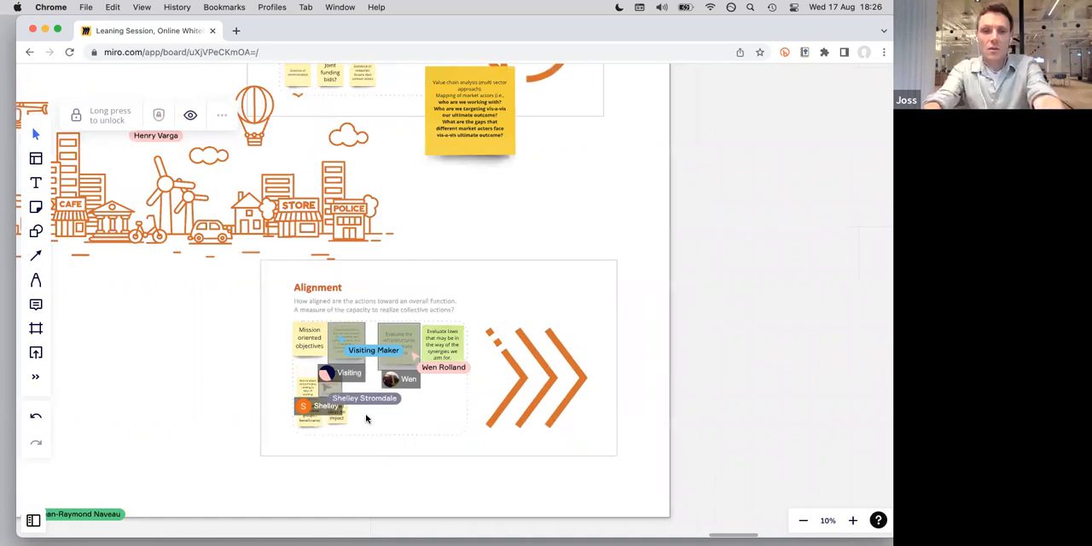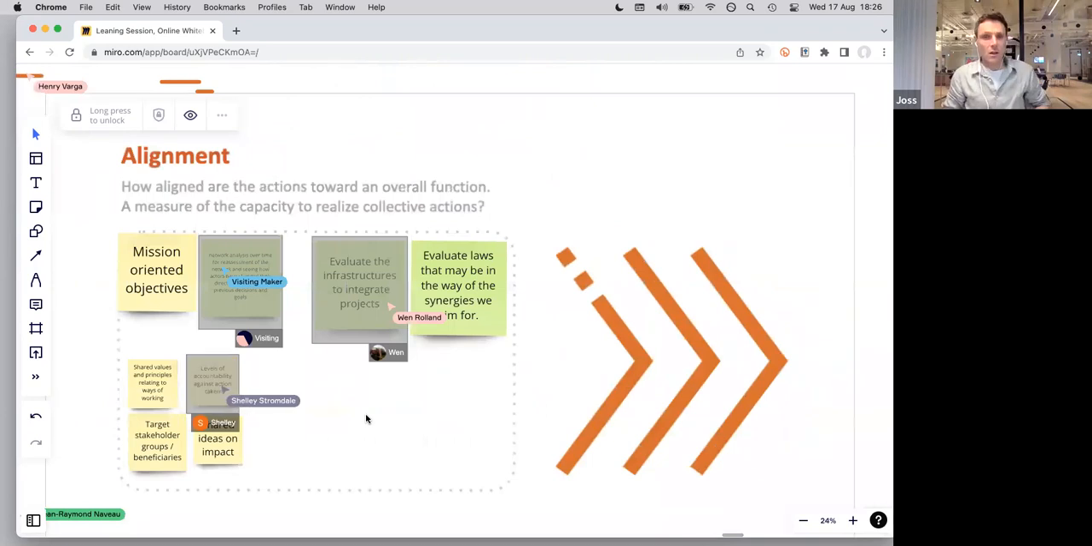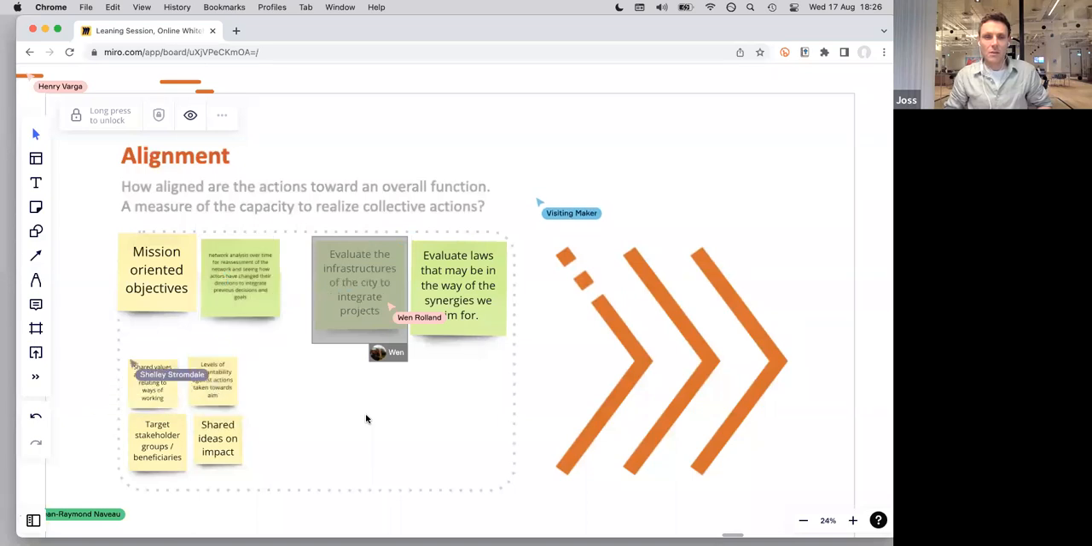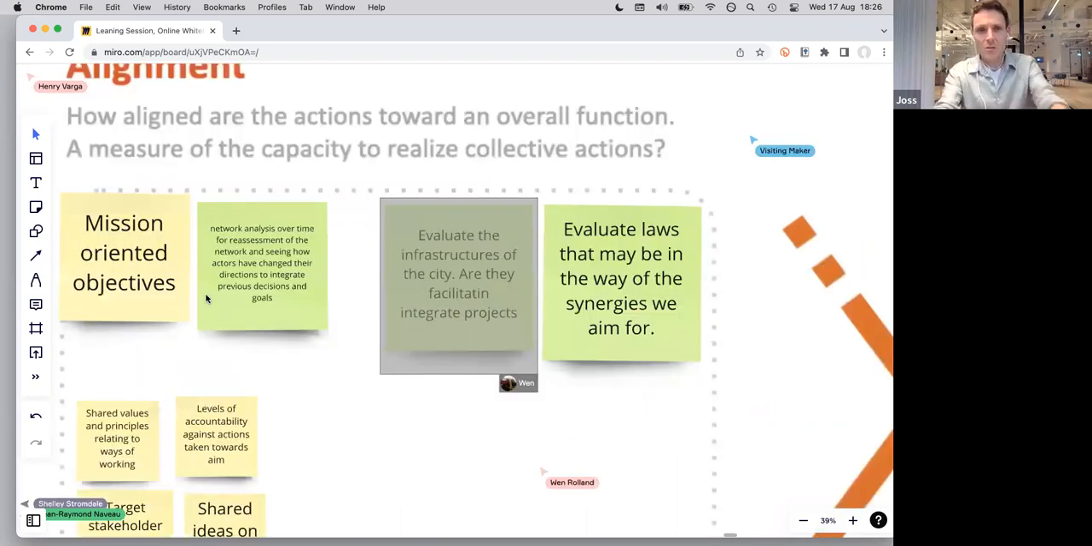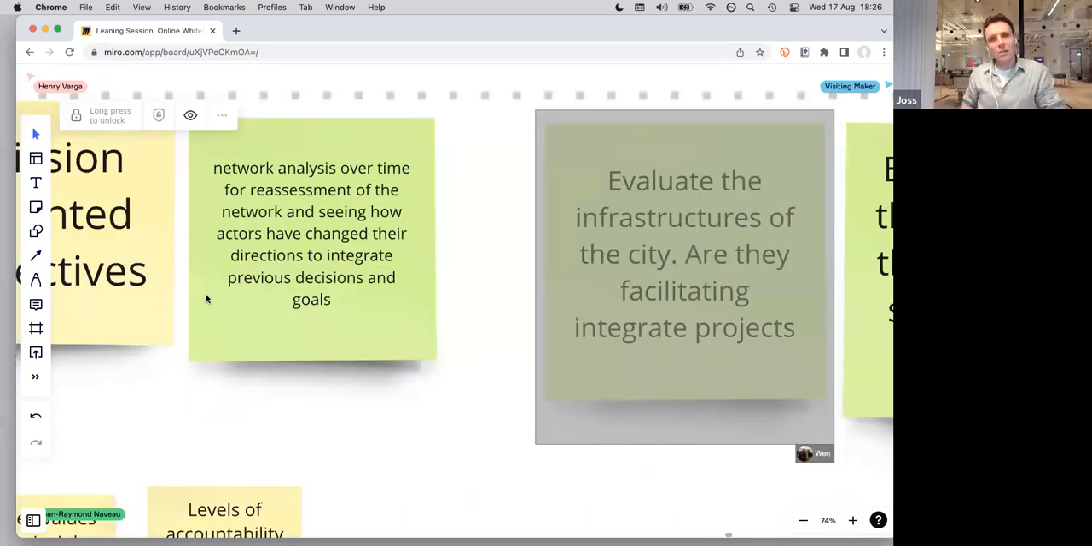Okay, just for the sake of time, we'll jump in, take a quick look. So mission-orientated objectives, yeah, I think it's a lot of what it's about. Is there an overall conception of where we're going? Is there a purpose to this overall thing? Do people have a sense of why we'd be working together as a whole? So I think mission-orientated objectives, mission-orientated innovation is a good example. Network analysis over time for reassessment of the network and seeing how actors have changed their direction to integrate previous decisions and goals.